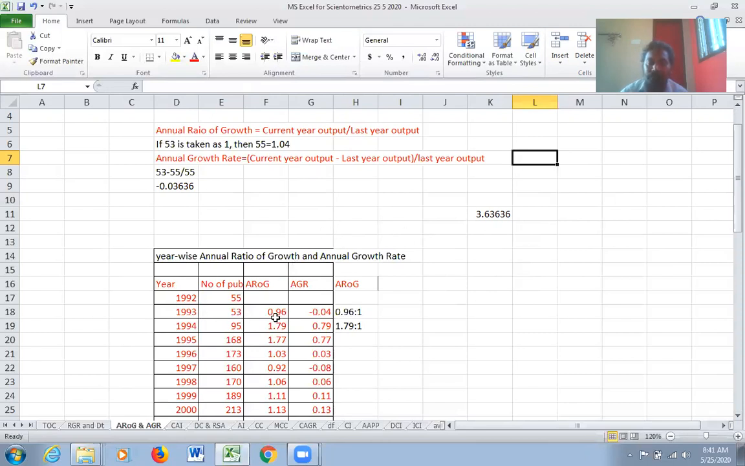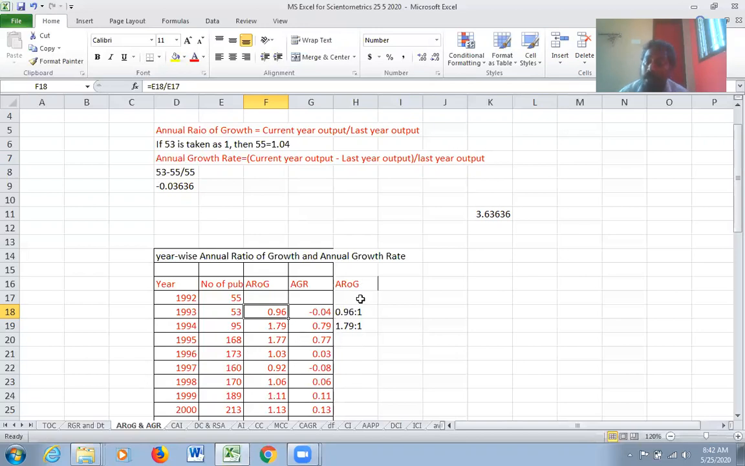If you take annual ratio of growth for 1993, it says current year divided by last year. What is current year? 53 divided by 55. So what is the annual ratio of growth? 0.96. It means that if 55 is taken as 100, then 53 is equal to 0.96. So when you're comparing your current research output with the previous year's research output, you could see that you are able to achieve only 96% of what you achieved last year. Last year, you achieved 100%, 55. This year, only 96%. That means you got only 53 research papers.